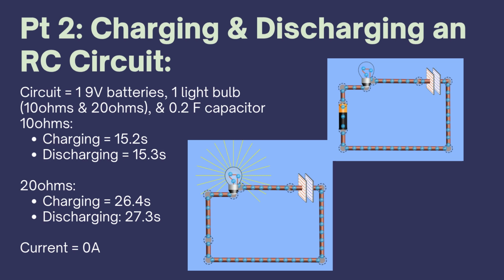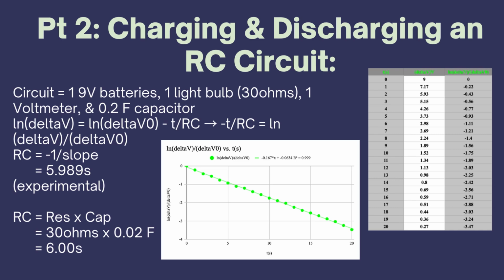And I timed the charging and discharging for a 10 ohm bulb and a 20 ohm bulb and got these results on the left. And then we recreate this circuit with a 30 ohm light bulb and record our time results, and then linearize the data to get this graph with a slope of negative 0.1674, which we can then use to calculate the RC time constant, which is 5.989 seconds.